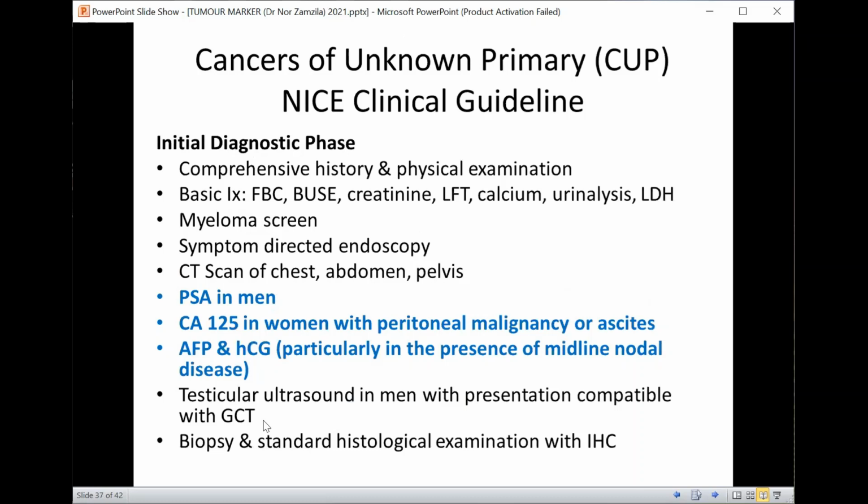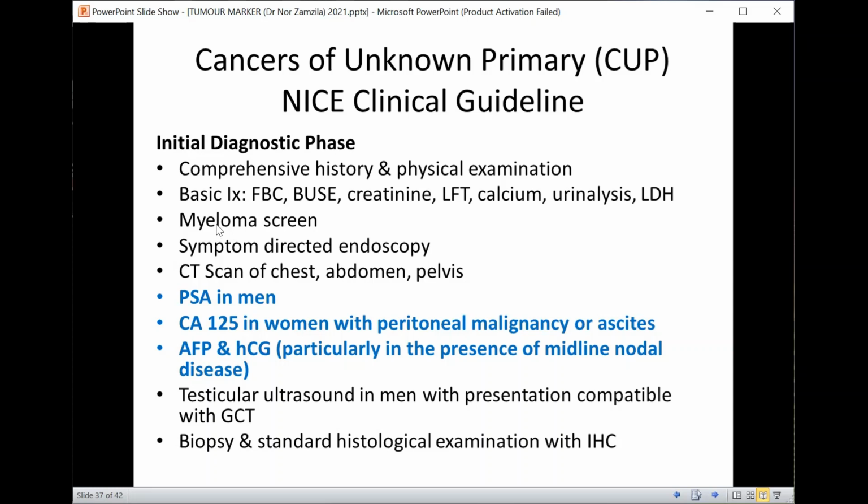But the NICE guideline is the guideline for the UK and also Wales. So they come up with the initial diagnostic phase and the second diagnostic phase. In the initial diagnostic phase, similar to the ESMO guideline, they ask us to do the comprehensive history and physical examination, followed by basic blood and biochemistry investigation, like blood count, urea creatinine, liver function test, calcium, LDH, urine. And the third one for NICE, they add in myeloma screening.